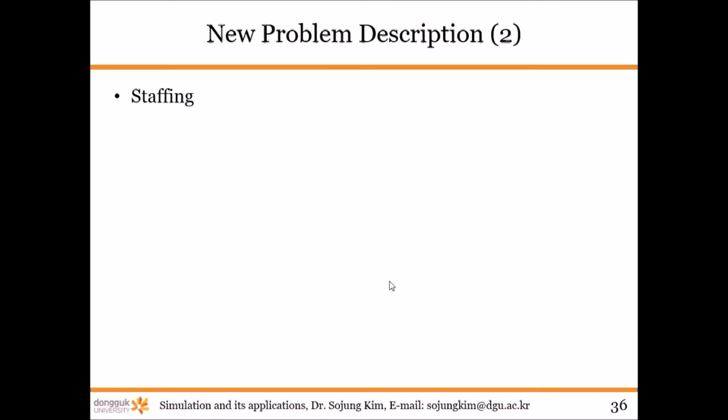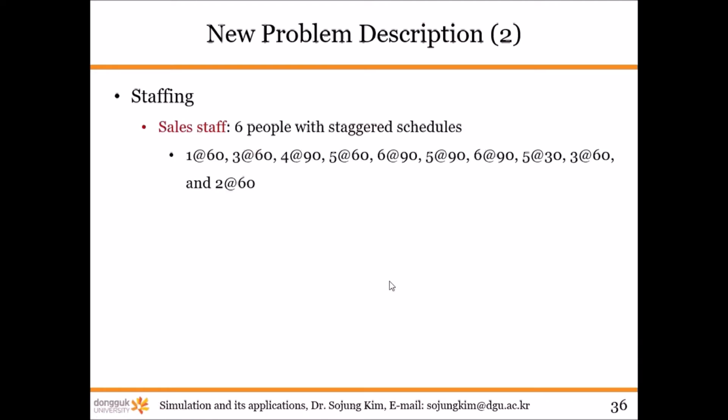This is our assumption. So we want to have a different schedule for the different staff, okay? Here we have a sales staff of 6 people, right? So we have 6 people. We suggest this staggered schedule. One person during the first 60 minutes, and then 3 people during the second time slot, and then 4 people for 1.5 hours, and so on. Okay.